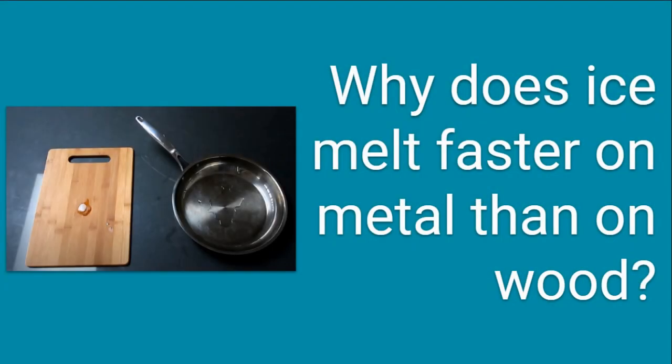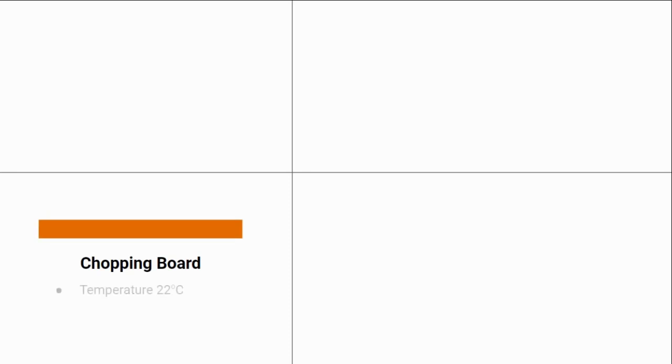So why did the ice cube that was placed in the metal pan melt much faster than the ice cube that was placed on the chopping board? Let's consider the four objects that were used in the demonstration. So there was a chopping board. It had a temperature of 22 degrees, or whatever room temperature was.